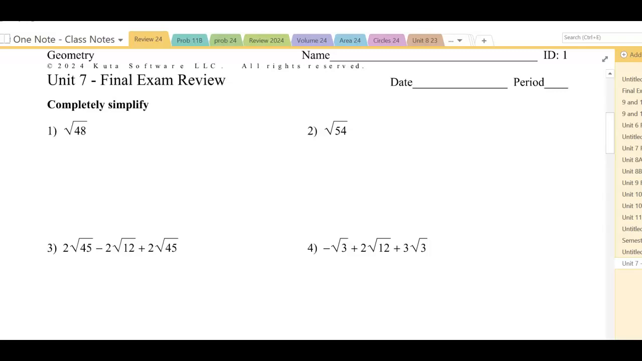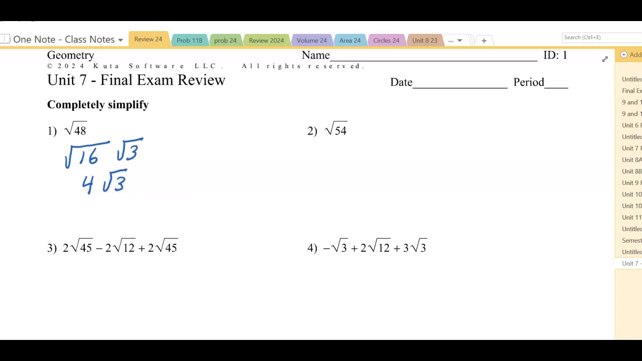Hello geometry students, today's learning target is to review Unit 7, which is radicals. So if you look at the first problem, the idea is we want to find a perfect square that goes into 48, and that would be 16, because 16 times 3 is the square root of 48, and then that simplifies to 4 square root of 3.